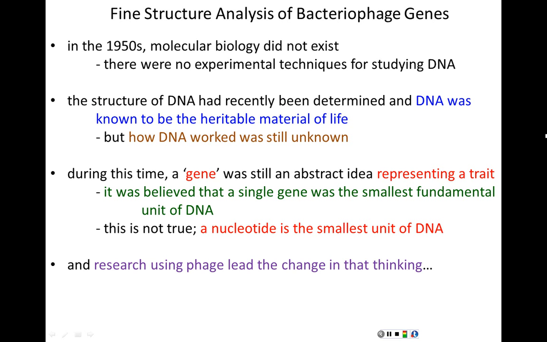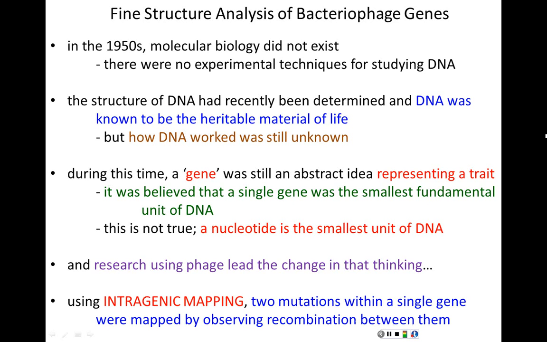And the thing that allowed scientists to realize that you could go smaller than a gene, that genes could be chopped up themselves, was research using phage. Research looking at recombination in phage. Using techniques to measure intragenic mapping. What do you think that means, intragenic mapping? Remember, interstate highways cross state lines. Intrastate highways, if there was such a word, would remain in a single state. When you're doing intragenic mapping, you're mapping genetic distances within a single gene.